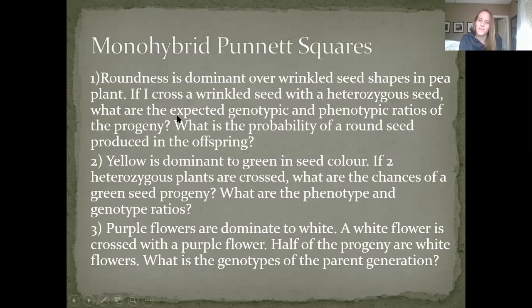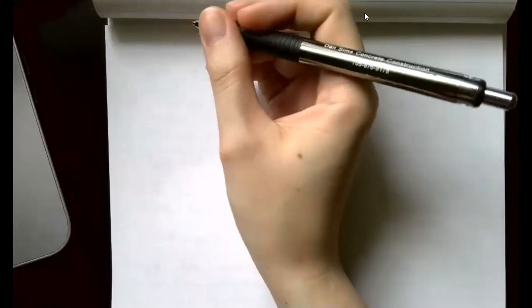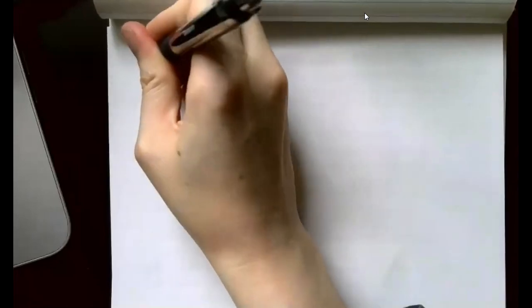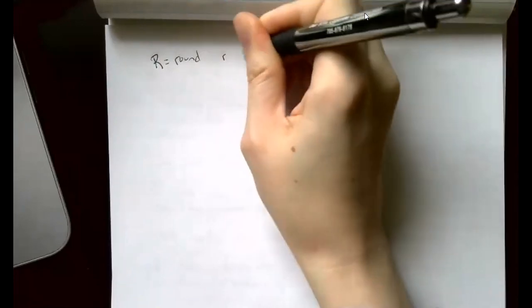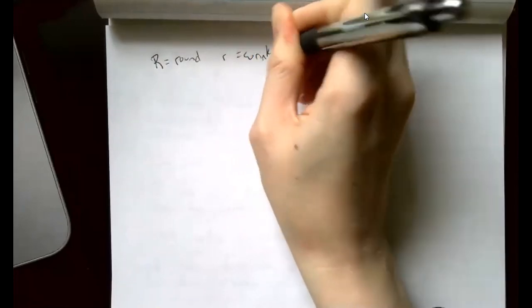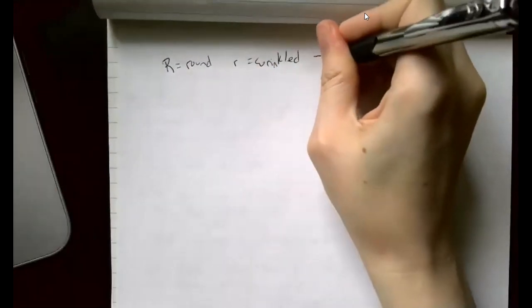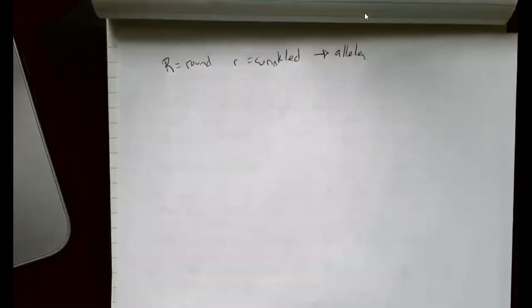So let's do an example of this together for one of the monohybrid squares, and then you guys can try the bottom two on your own. Okay, so in this first one, it says that roundness is dominant over wrinkles. So I'm going to say that a capital R means round and a lowercase r means wrinkled, just to figure out what my alleles are going to look like. So those are my two alleles, my two possibilities for the shape of the seed.